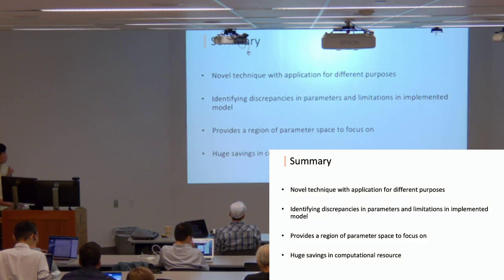So as we see when I'm trying to calibrate it for the CAMELS collaboration, it provides a region of parameter space to focus on. So once we have this region of parameter space, perhaps manual calibration can take over. But one thing is for sure, this tool provided a huge saving in computational resources in the problems that we've explored so far.